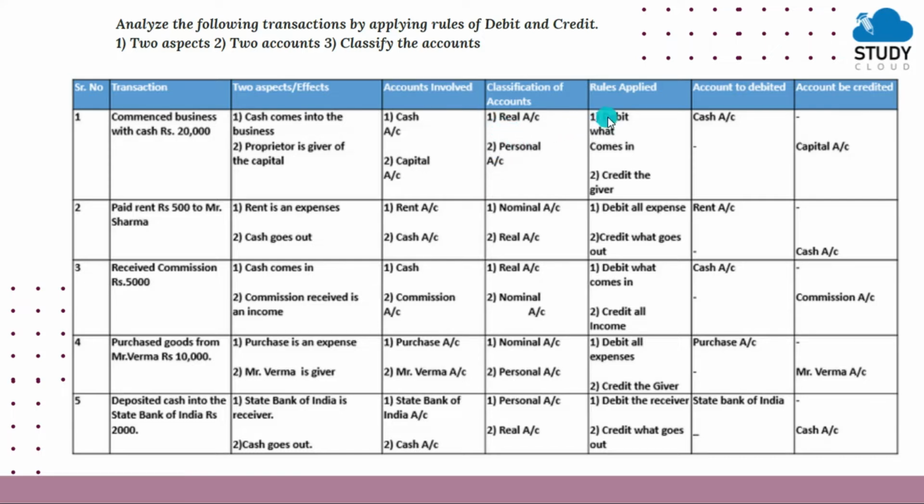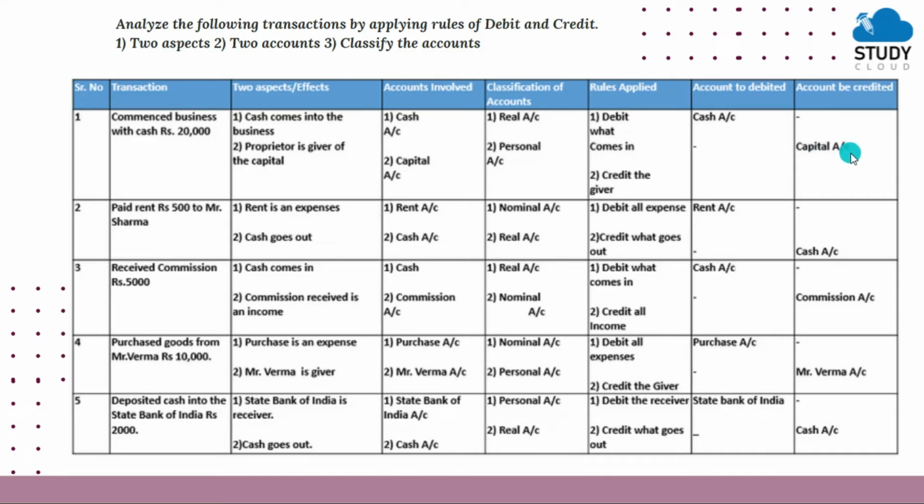Now what rules will be applied? Now for the real account, the rule is debit what comes in, credit what goes out. So here cash comes into the business, so we will write here debit what comes in. And for personal account, the rule is debit the receiver, credit the giver. So here proprietor is a giver, so the rule applied here will be credit the giver. So cash comes in, so cash account will go to the debit side, and credit the giver, so capital will go on the credit side.